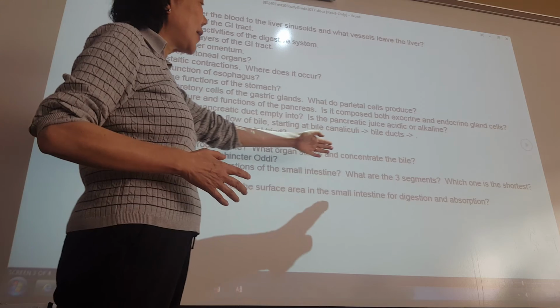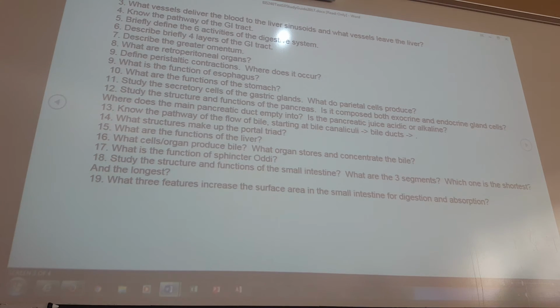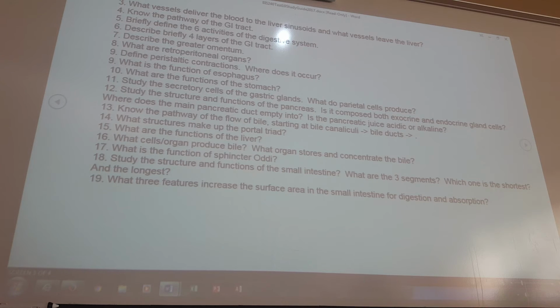The organ that stores and concentrates bile is the gallbladder, very easy one. The sphincter of Oddi controls the flow of bile and pancreatic juice into the duodenum. Okay, so read about that paragraph. I don't remember exactly where the question came from, or maybe I do. So just read it there. Okay, a little bit there.